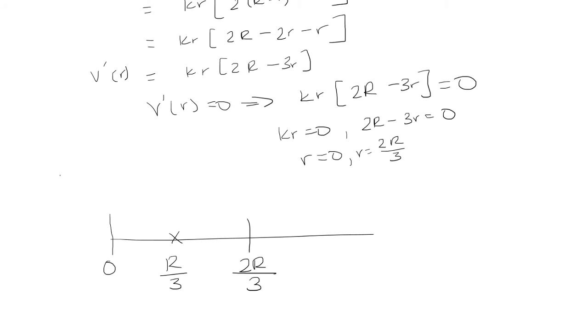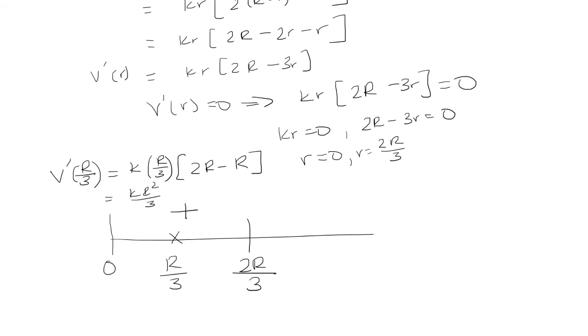Let's plug it into our derivative. If I have v prime of big R over 3, it's k times big R over 3 times (2 times big R minus 3 times big R over 3), which is just big R. The 3's will cancel, and so I get kR squared over 3. That's positive, because big R is a constant and is positive, and the same thing with k.